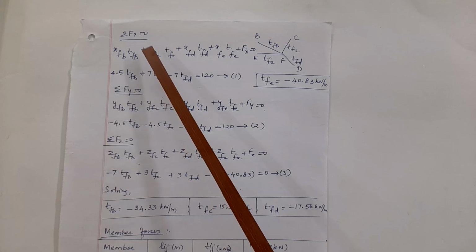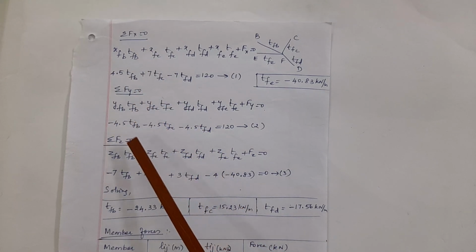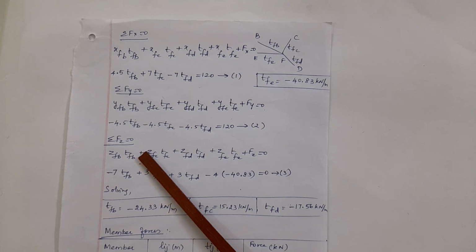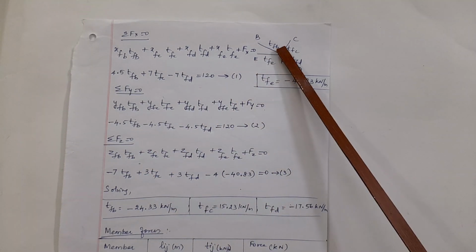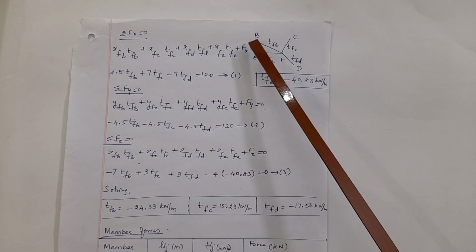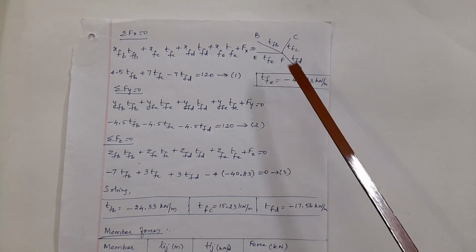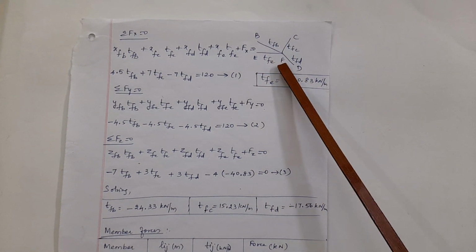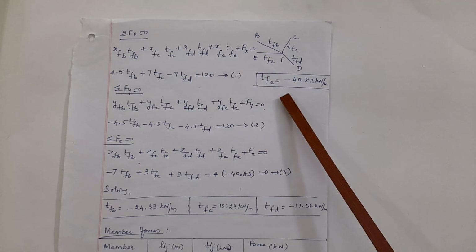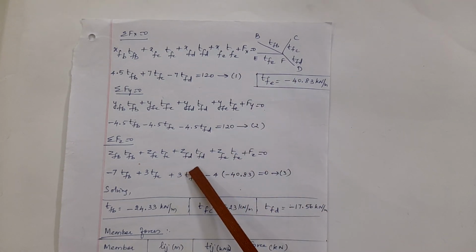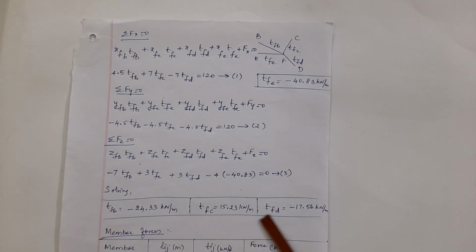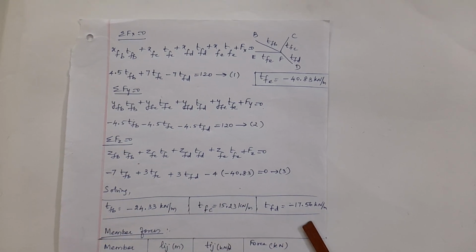So considering the equilibrium equations along x, y and z directions, we have solved to determine the unknowns along the three members, that is FB, FC and FD. EF was already known, so we take the answer for FE and substitute to get the values of the other unknowns. So simultaneously solving, we get the values of the unknown tension coefficients.